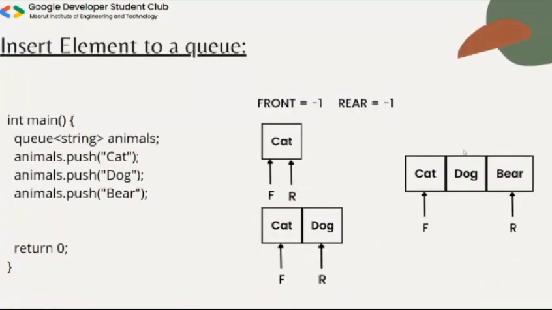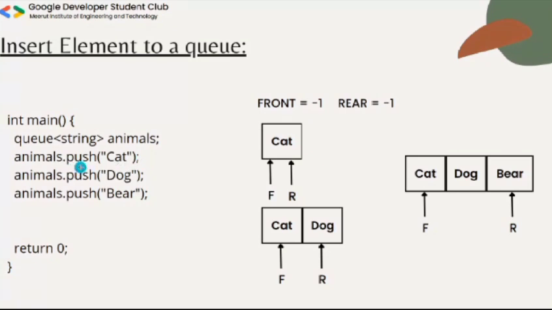Okay, so this is how we insert an element to a queue. This code is of C++. So here in this function, you can see in the first line, queue string animals. This is how we declare a queue in C++. First we write queue, and then in the angle brackets we write the data type, what type of elements we want to store in our queue. In my case, I'm storing string type values. So I'm using string here, and my queue name is animals. Now at this point, when I've just declared my queue, both my front and rear are equal to -1.